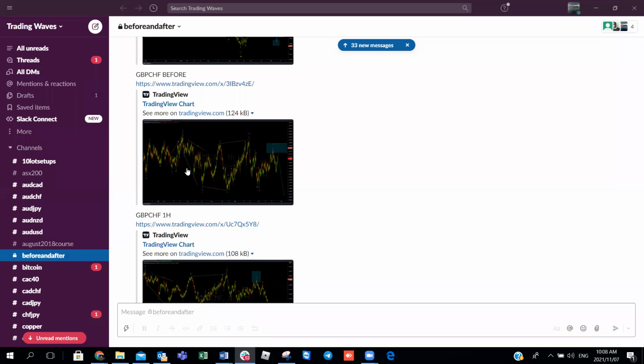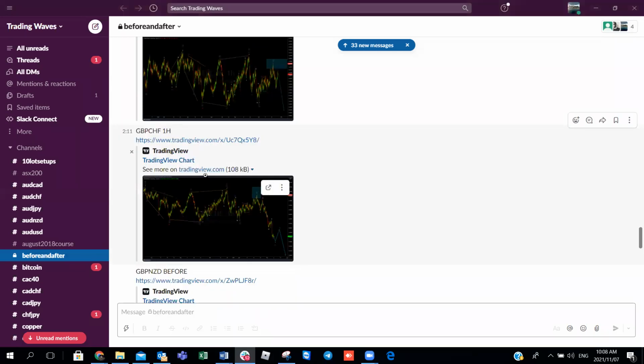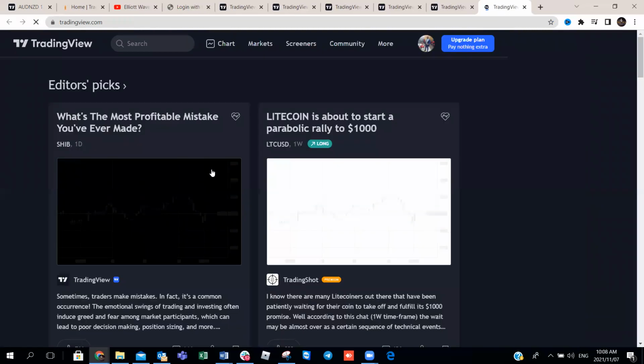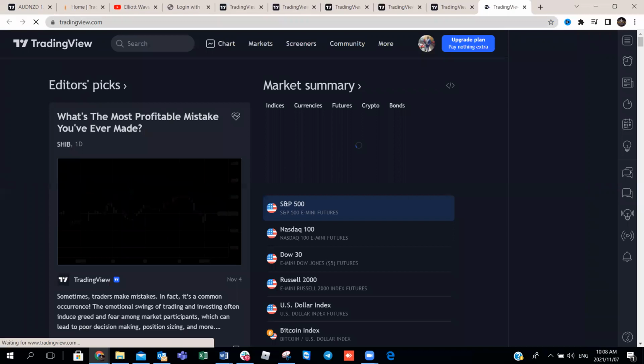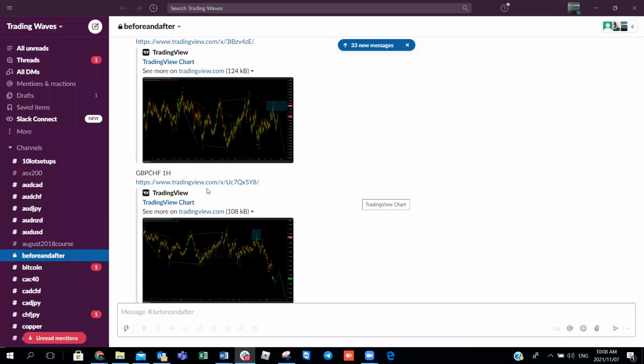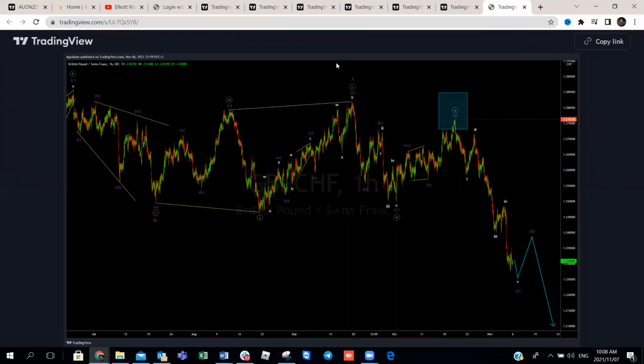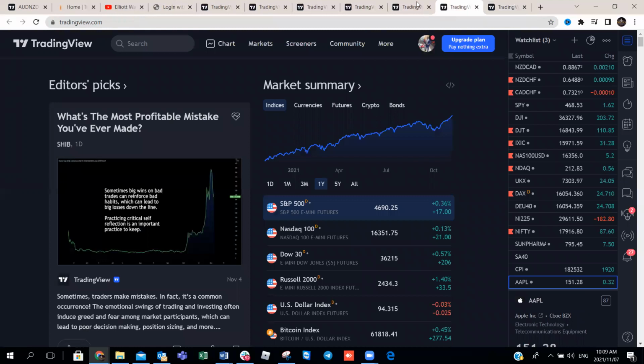Okay, so this is how, let's have a look here. This is how pound, I don't know, why is that link opening funny? I need to get the actual link here. Right, so that is how that has played out. Okay, that is how that has played out. So we've got that chart.